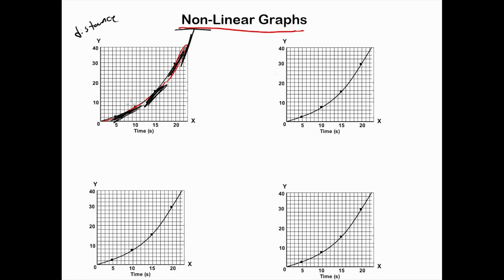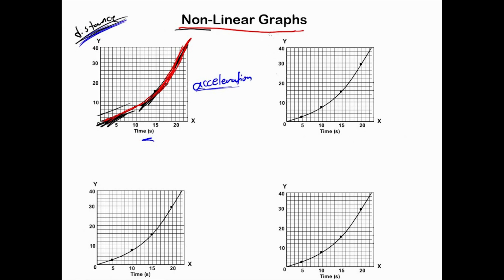So an increase in gradient means an increase in speed. So as time passes, the speed increases, so this graph shows that as time passes, the speed increases, and so this is an example of acceleration. So this is a non-linear distance time graph showing acceleration.